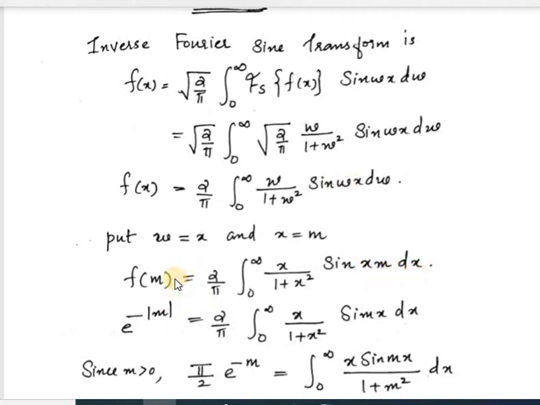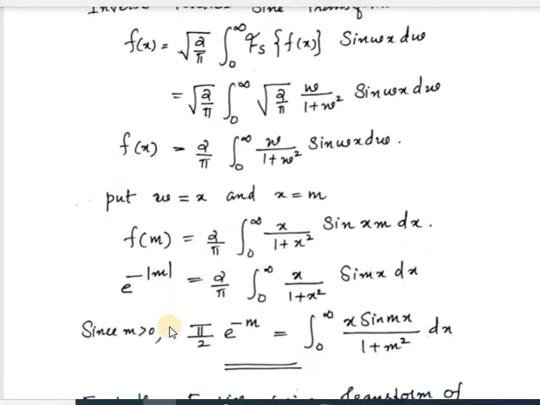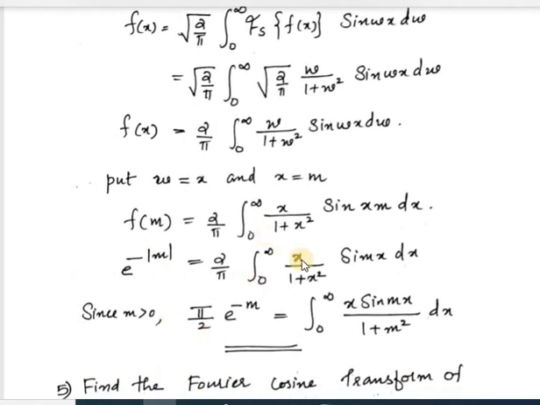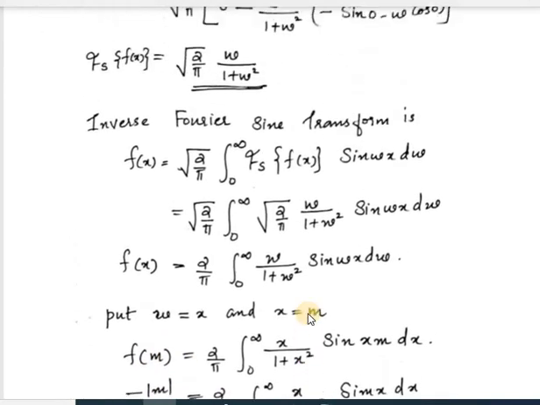And we know that f of x is e raised to minus mod x, so f of m is e raised to minus mod m into 2 by pi integral 0 to infinity x by 1 plus x square sine mx dx. In the question we need only this integral, so taking this 2 by pi to the left side, it becomes pi by 2. Since given that m is greater than 0, this value is always positive, so it becomes e raised to minus m.